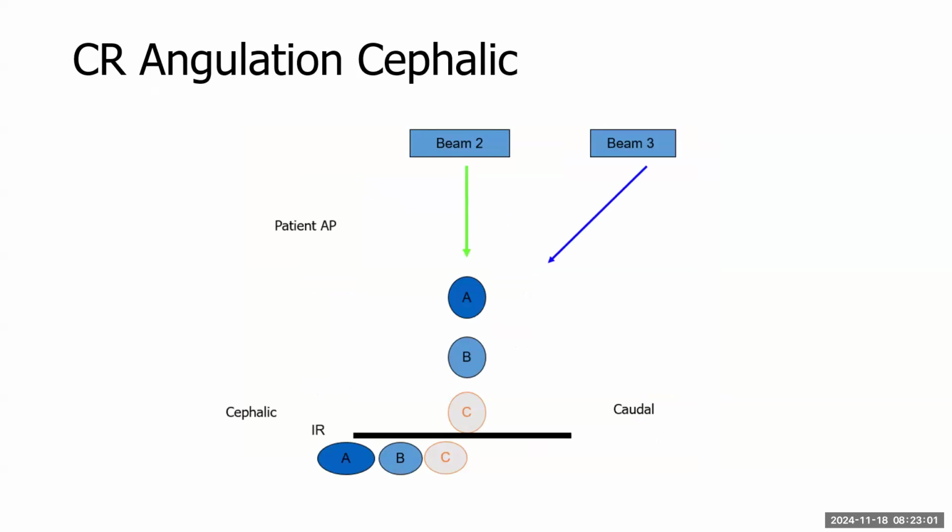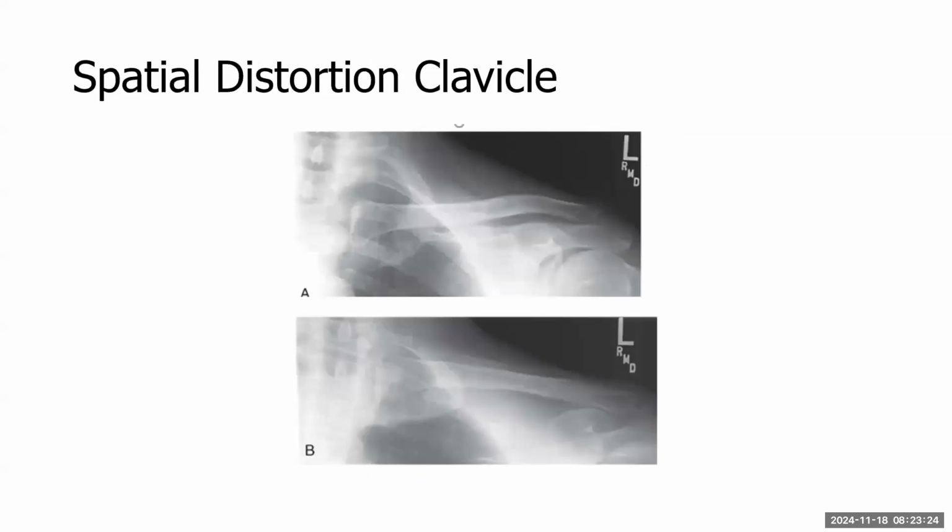And then if we were angling cephalic with beam 3, then again, A is going to move the most and it is going to be the most distorted because it is the furthest from the IR. C is going to move the least because it is the closest to the IR. So there's just less room for it to move when it's that close to the IR.